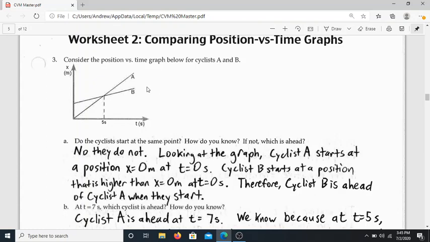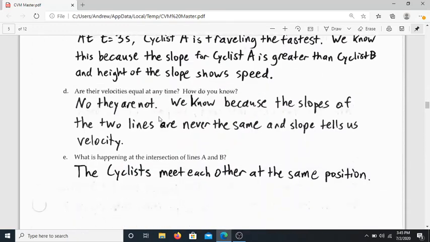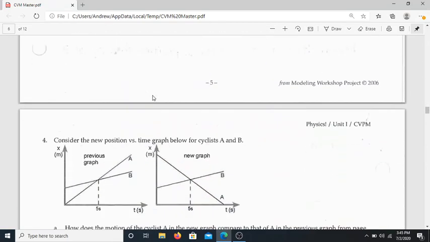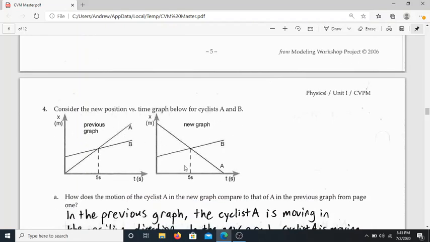All right. But once again, we're just getting used to this idea, ladies and gentlemen, that if I have a nice line on a position versus time graph, it's going to represent it's moving at a constant velocity. All right? So, same deal. You did A through E on the first part. Same deal. I want you to do A through E for question part 4 as well.